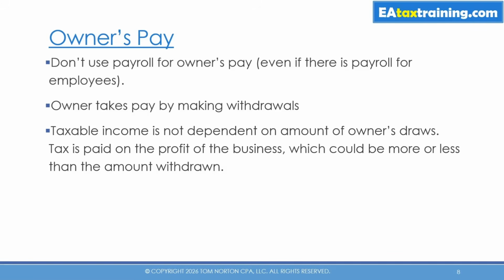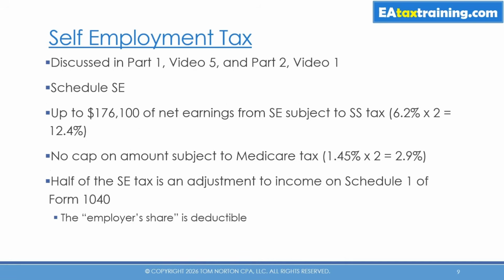It's dependent on the profit or loss of the business, which could be more or less than the amount drawn. So you're going to have there on Schedule C your income, your expenses. The net profit is what you're going to pay tax on, regardless of how much you actually draw out of the business. Then remember, there is self-employment tax. We did talk about this back in Part 1 as well as in Part 2. This is reported on Schedule SE.